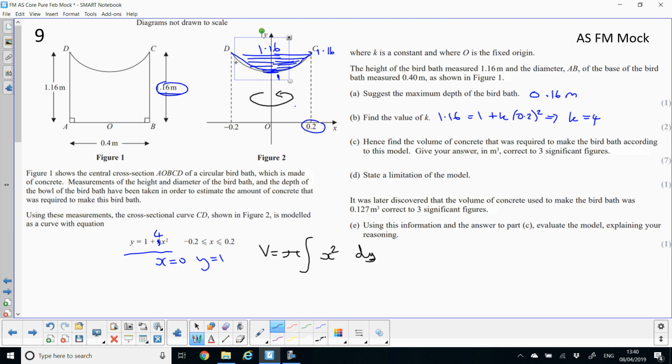Now, if we integrate the curve, as we said, it starts at 1 and goes up to 1.16. So that's going to be our limits. We then need to find x squared. So I'm going to take our equation and rearrange that. So we're going to get y minus 1 equals 4x squared. So x squared is a quarter of y minus 1. So we're going to integrate this.